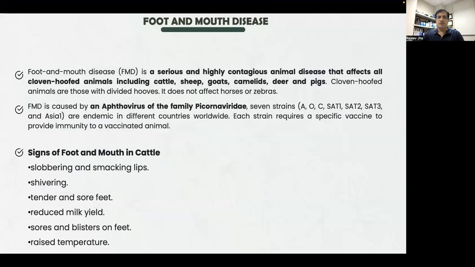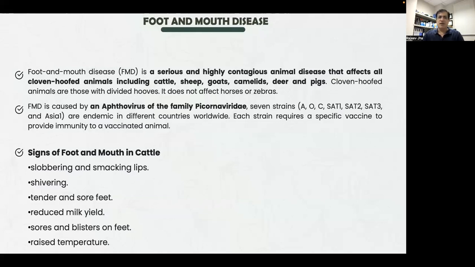Foot and mouth disease, FMD, is a serious and highly contagious animal disease that affects all cloven-hoofed animals, including cattle, sheep, goats, camelids, deer, and pigs. Cloven-hoofed animals are those with divided hooves. It doesn't affect horses and zebras.